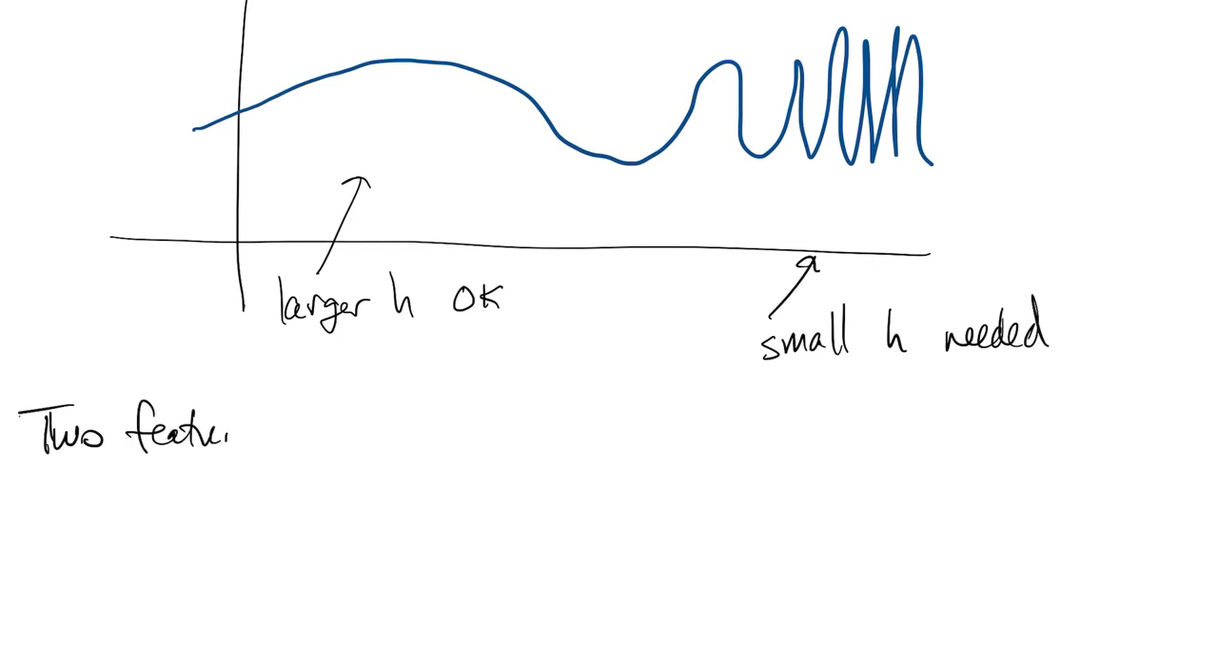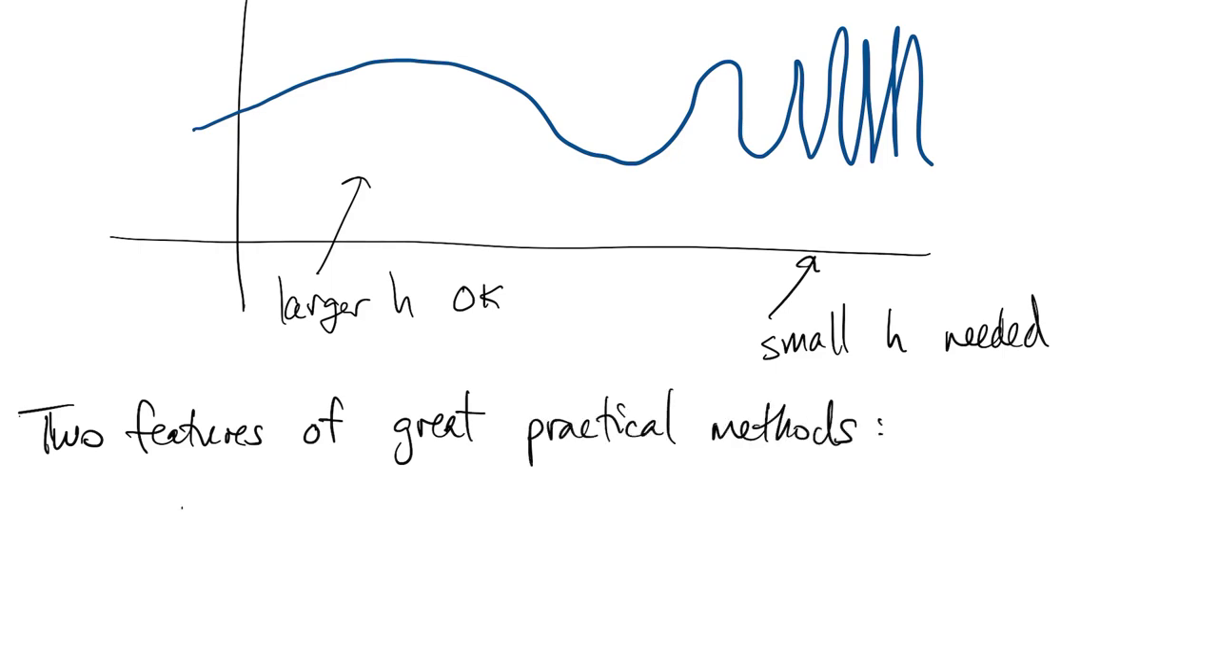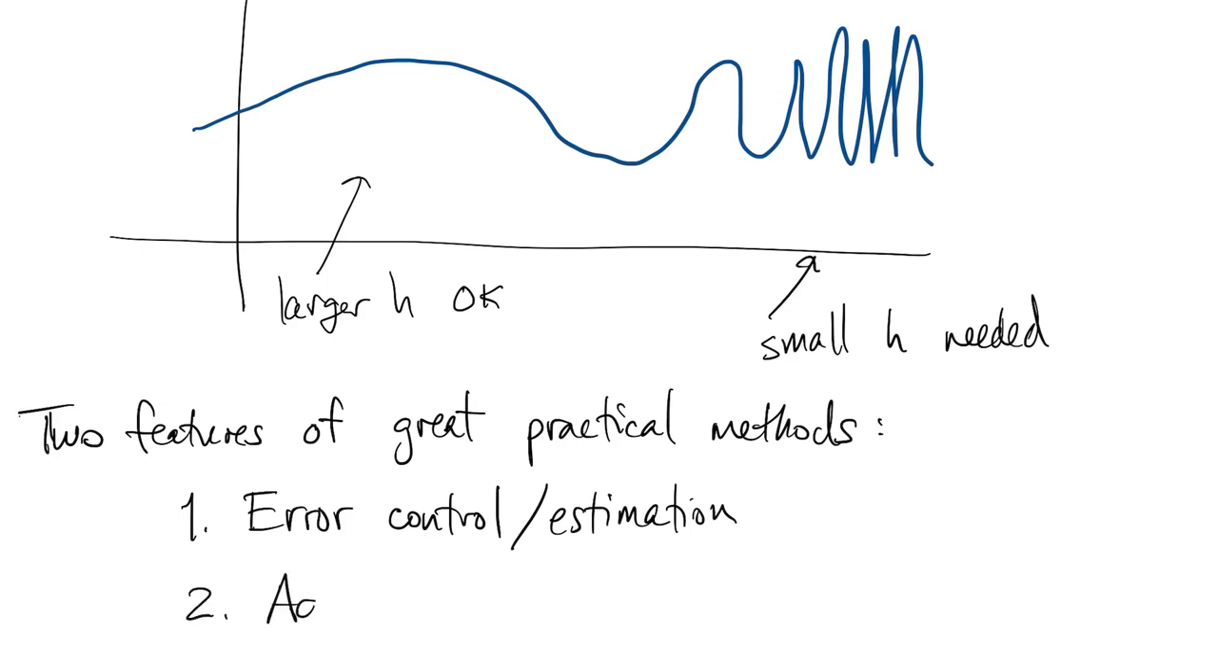Speaking generally, there are two very desirable features in any practical approximation method. One of those is controlling, or at least estimating, the error of the result. And the second is the ability to adapt to features of the input. It usually happens that the first is a prerequisite for the second.